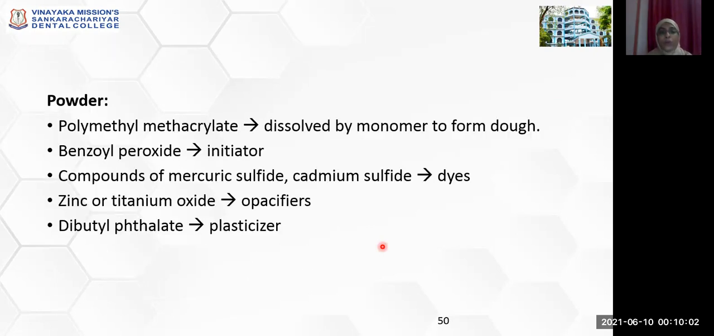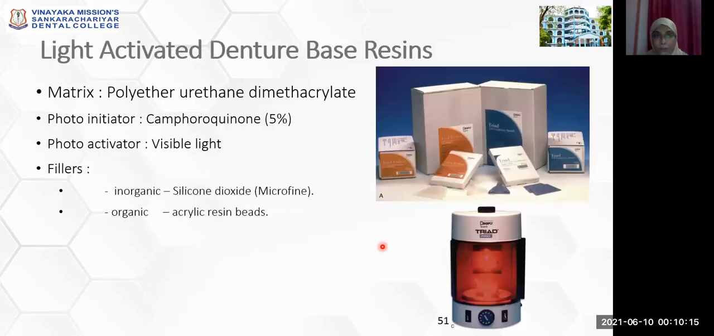And powder has polymethyl methacrylate, benzoyl peroxide, dyes, opacifiers, and plasticizers. So the powder is almost the same for heat cure and self cure. It's only the activator which is different for both heat cure and self cure. Okay. Apart from that, now you also have light activated denture base resins. Okay. So what is a light activated denture base resin? The activator here is light, and initiator here is not benzoyl peroxide but camphoraquinone. Okay. So camphoraquinone is the initiator and the activator is light.